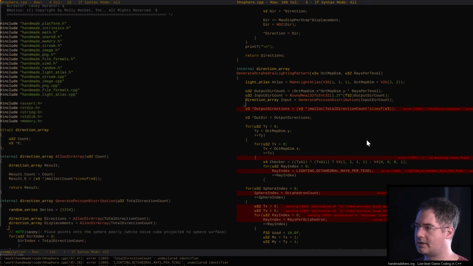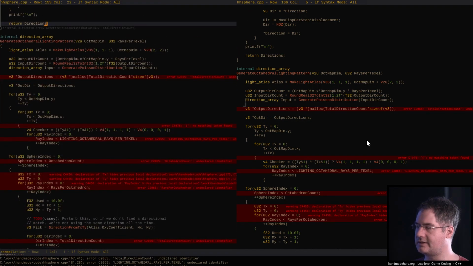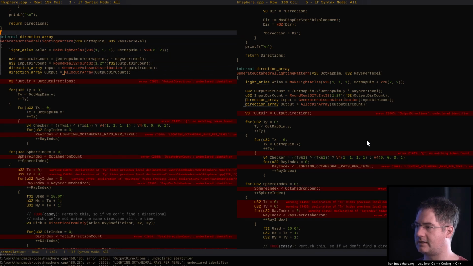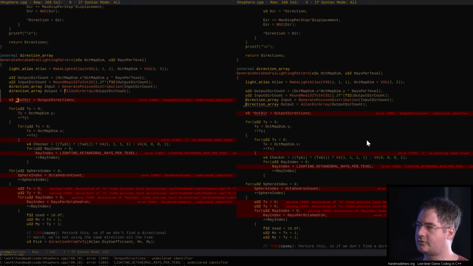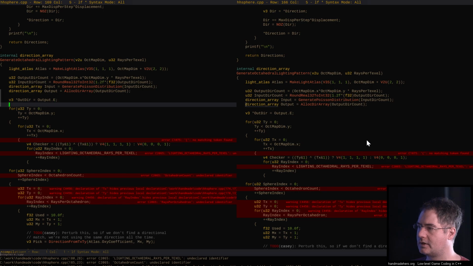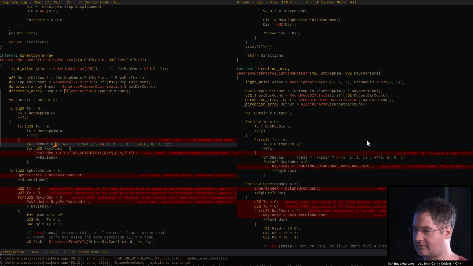Okay. So that's pretty easy. And then these for the outputs would do the exact same thing. So the direction array for the output would also say, hey, I need an allocator array, like so, and off we go. So that's the basics of what we're doing.